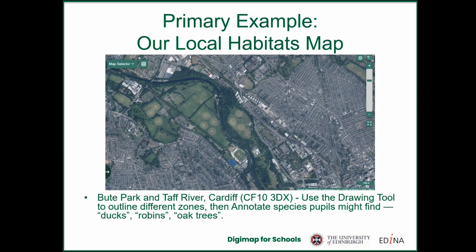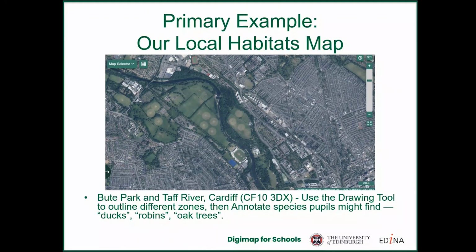And here's a good primary level example using Bute Park and the River Taff in Cardiff. So this area has everything, woodland, grassland, and river habitats, all in one space. Pupils can use the drawing tools to outline the park boundaries, to label where they might find ducks, robins, and oak trees, and the measuring tool to calculate the width of the river within the park, identify the walking path using the key tool and measure it as well.